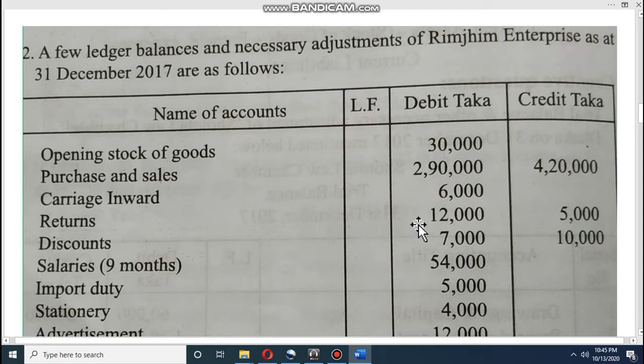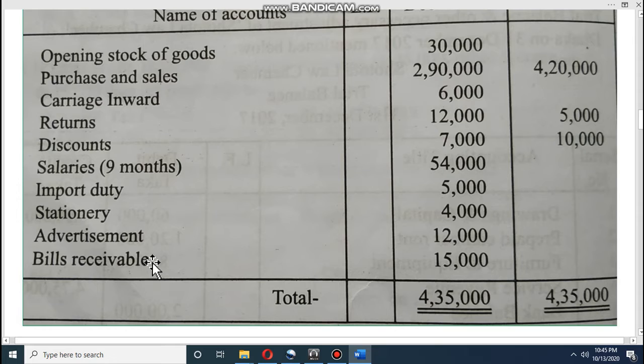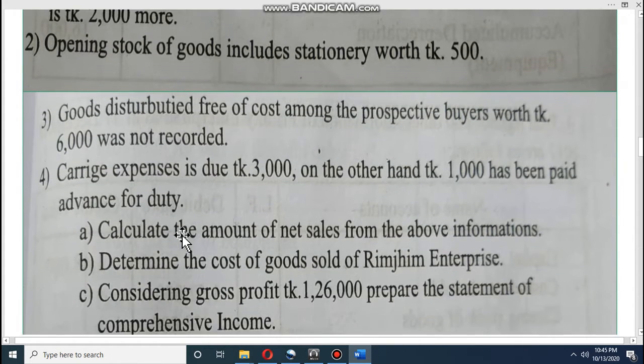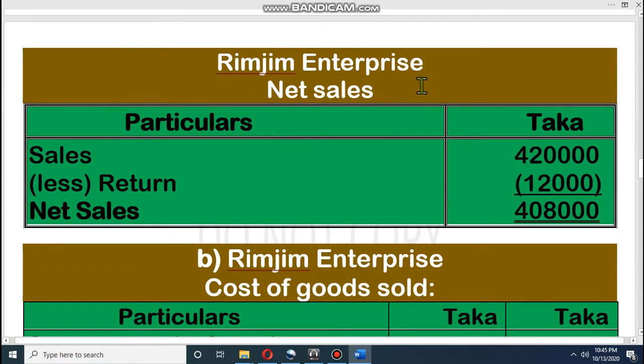Now another one left, unrecorded sales, if any. Look at, in the trial balance, there is no unrecorded sales. In the adjustment, no, there is no unrecorded sales. So what will be the answer of requirement A? Dear student, look at the box. You have to write the name of company. We are calculating net sales, particular amount taka, sales 4,20,000, return 12,000. The amount of net sales is 4,08,000. I hope, dear student, all of you understand. You can find the amount of net sales, and this is for 2 marks.